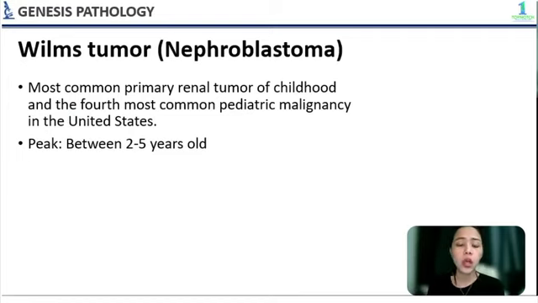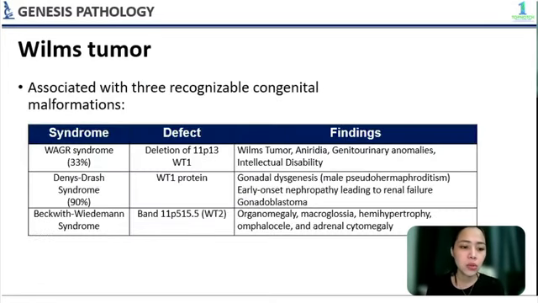Wilms tumor, on the other hand, is known as nephroblastoma because it is found in the kidney. Nephro. This is the most common primary renal tumor of childhood and the fourth most common pediatric malignancy in the US. This is associated with three congenital malformations. The first one is WAGR syndrome, which confers a 33% lifetime risk of developing Wilms tumor. It has a mnemonic: W for Wilms, A for aniridia, G for genitourinary anomalies, and R, which before was called retardation, but now the correct term to use is intellectual disability.